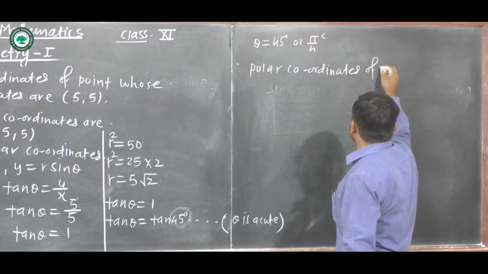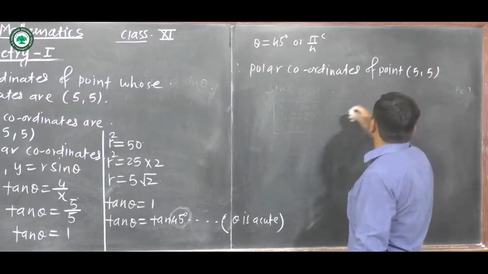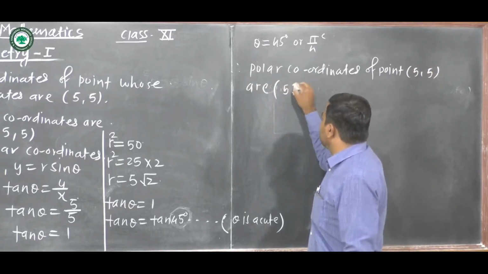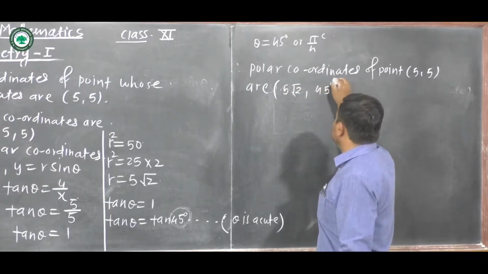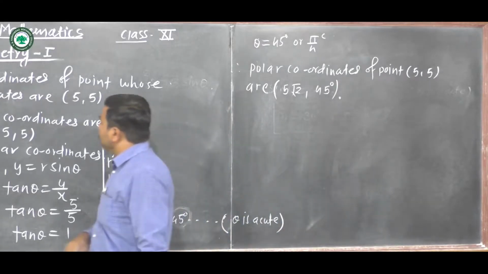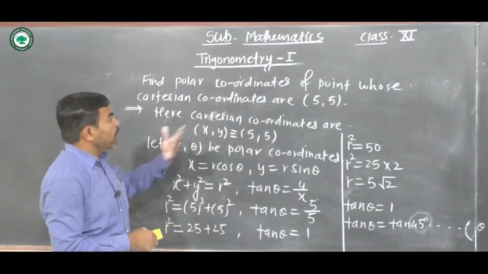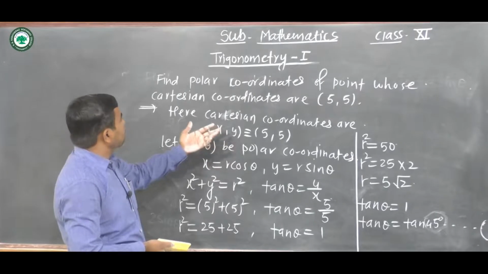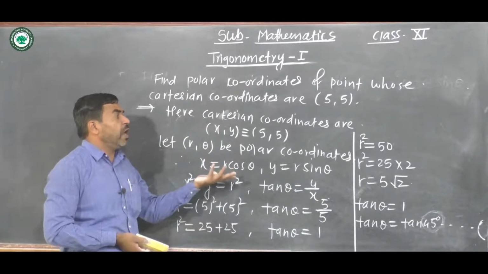So therefore polar coordinates of point 5 comma 5 are 5 square root 2 comma 45 degrees. So in this way, if Cartesian coordinates are given, we can find polar coordinates. Now we see in the next example that if polar coordinates are given, then how to find out Cartesian coordinates.